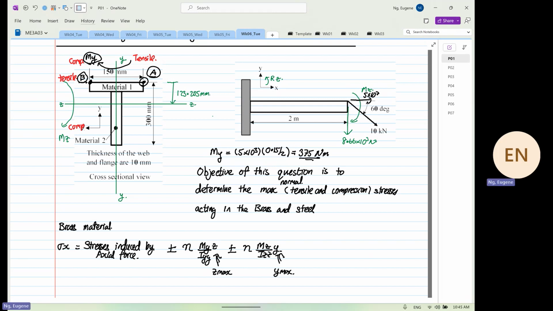So if you look at point A, we have moment about Y. Is it going to induce tensile or compression at point A? Tensile, yes or no? If you look at moment about Z at point A, you will induce tensile, okay? Now, if you look at point B, My will generate compression. And if you look at point B, Mz will generate tensile. Can you see that now?